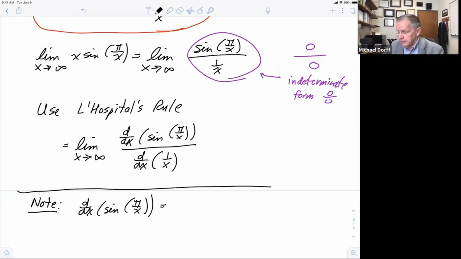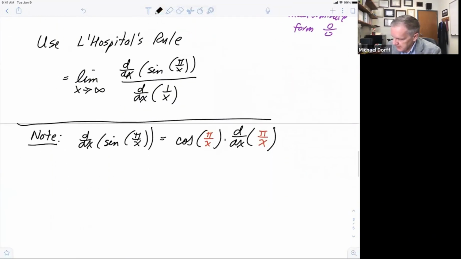I'm going to use the chain rule. So I have the derivative of sine of something. Derivative of sine is cosine of that something times the derivative of what is in that parentheses. And in this case, what's inside the parentheses is pi over x. So here, I'm going to have cosine of pi over x. And now I need to take the derivative of pi over x by the chain rule.